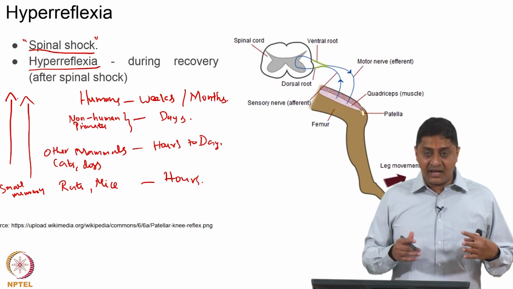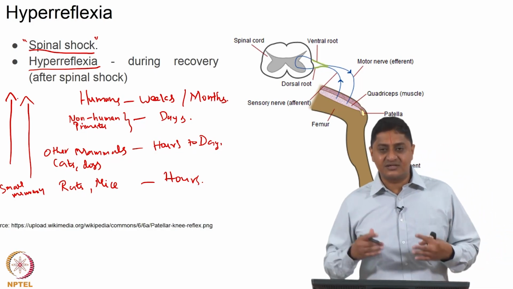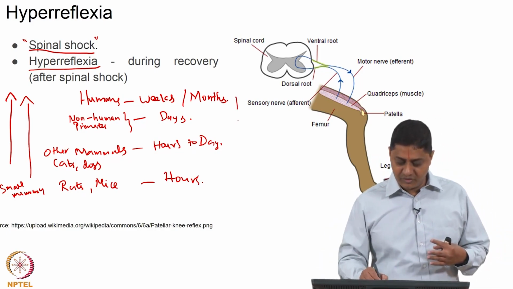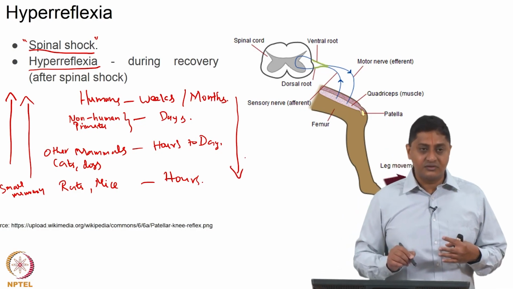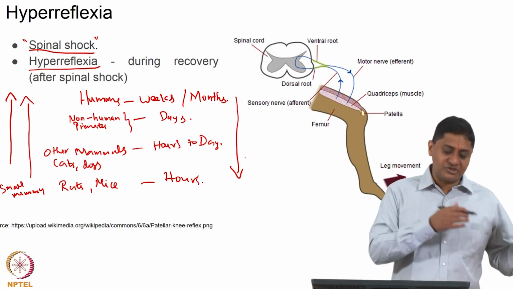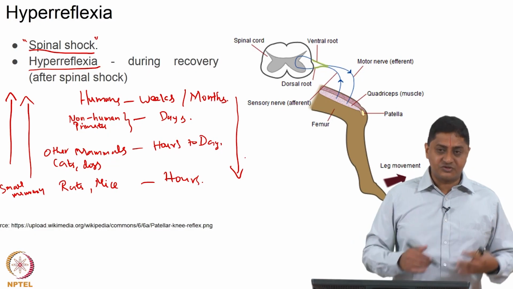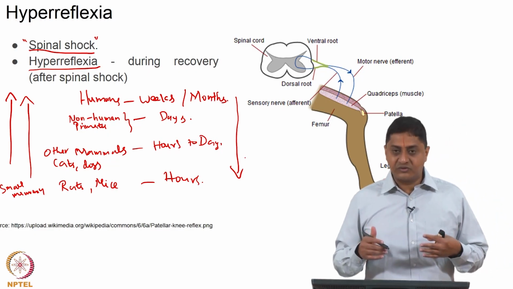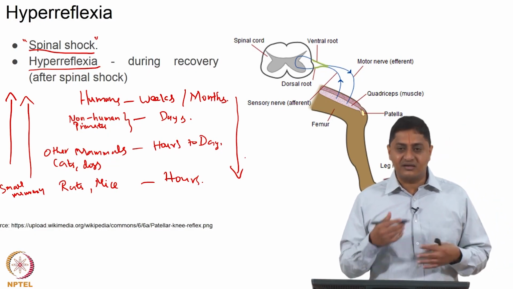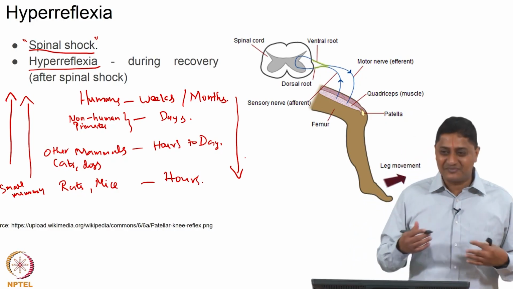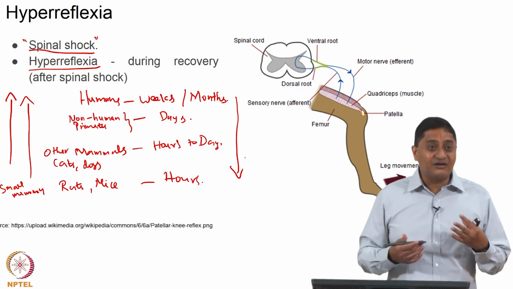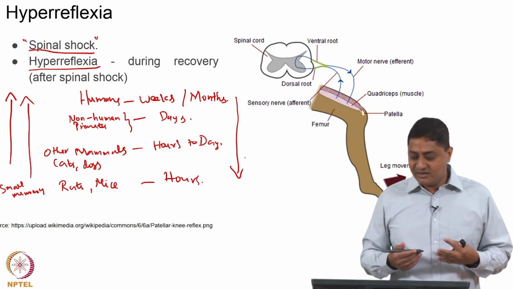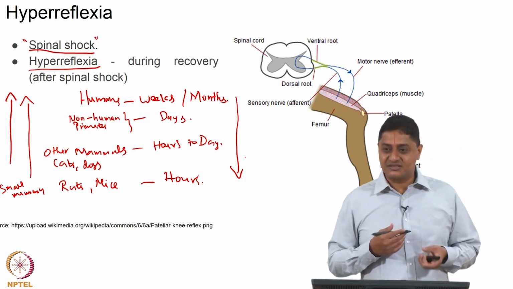In the other animals, there is less and less control as you go down from humans to non-human primates to big mammals to small mammals. As you move down, what you find is that the spinal cord has more and more autonomy. So, that means the possibility of recovery is better and the time it takes to recover is shorter.